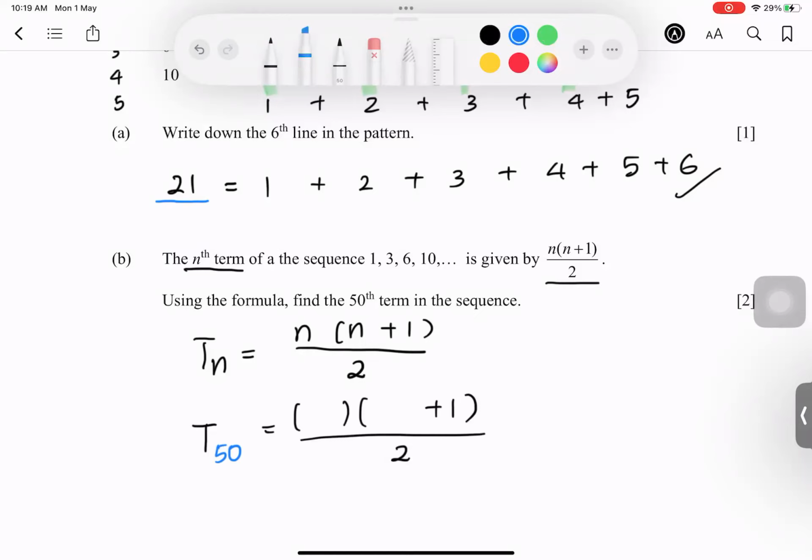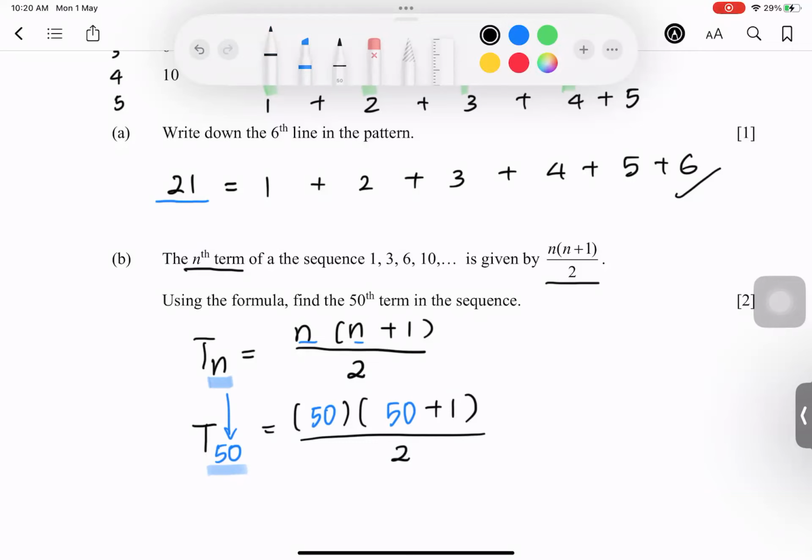Anyone can help me? What is the value for n now? Yanqing, what's the value for n? She's the one who missed the lesson the other day. 50. Yes, correct. So n now is 50. We replace the number n by 50. The number n changed to 50. Then using this, we calculate our answer: 50 times 50 plus 1 divided by 2.